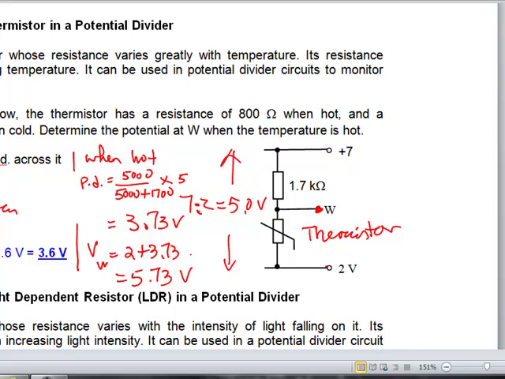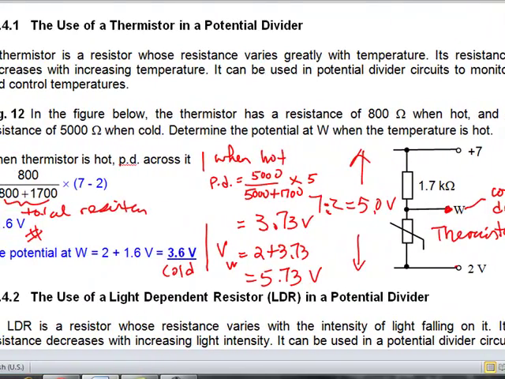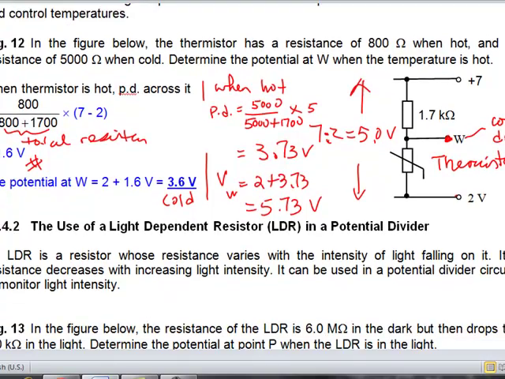So as you can see, when it is hot, the potential at W is 3.6 volt. When it's cold, it is at 5.73 volt. And so the voltage here changes from 5.73 to 3.6 volt when the temperature changes from a low to a high value. So we can connect this point to some kind of control device and maybe turn on some other device, a fan or air conditioner or something like that. Okay, so this is how we can use a thermistor in the potential divider circuit to control another device.